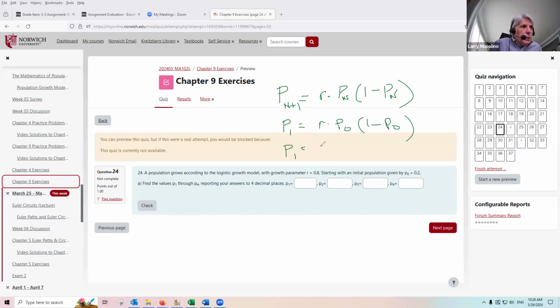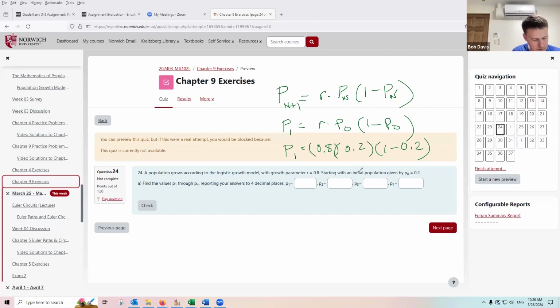Okay. So for P sub 1, I'm sure you can work this out. R is 0.8, P0 is 0.2, and then 1 minus 0.2. P1, I think I'm getting 0.128.